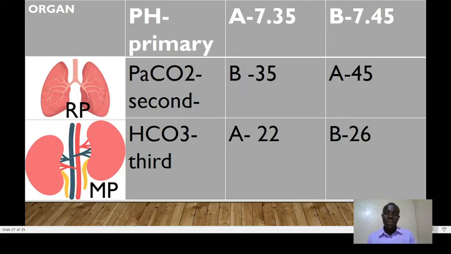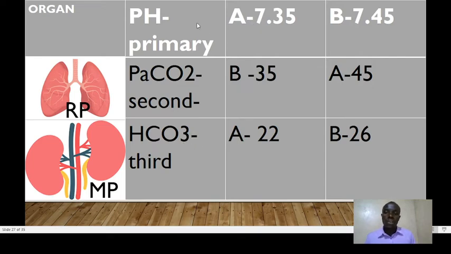So the first row, we have the organ, we have the pH, we have the 7.35, 7.45. We have a diagram for the lung, with the partial pressure of carbon dioxide, then we have the kidneys, and then we have the hydrogen carbonate. Remember, we put pH as number 1 because pH is primary. This is the primary factor that we are going to use. Then partial pressure of carbon dioxide will be second, and hydrogen carbonate comes in third.